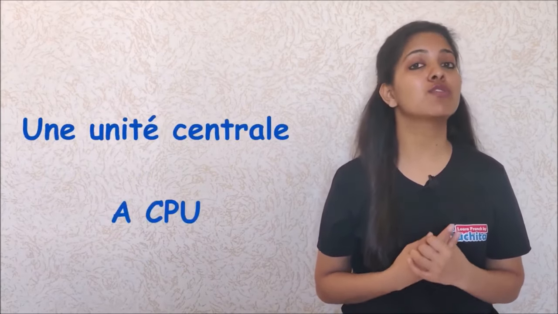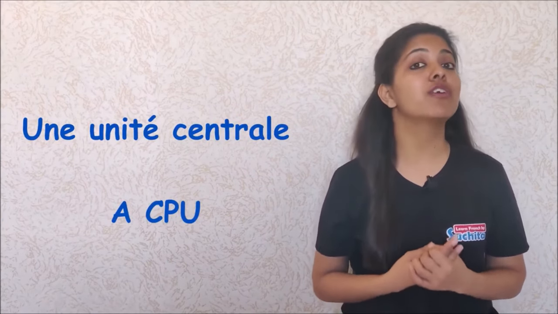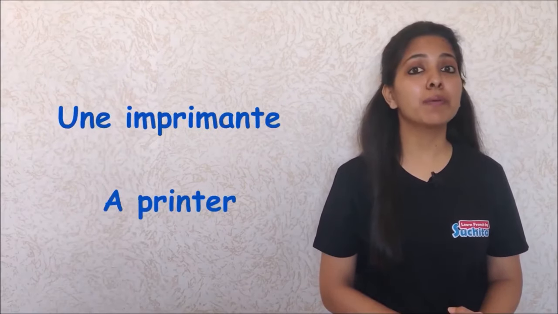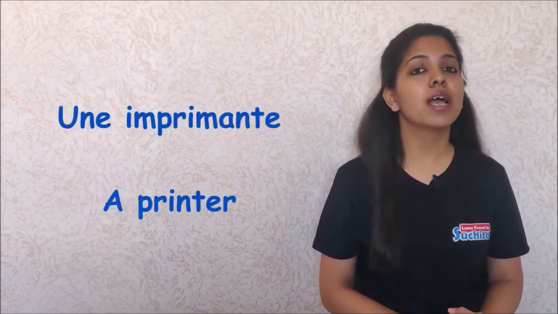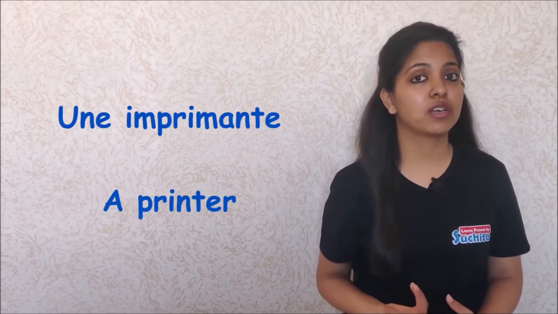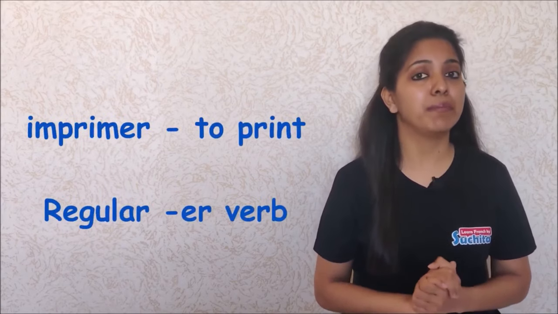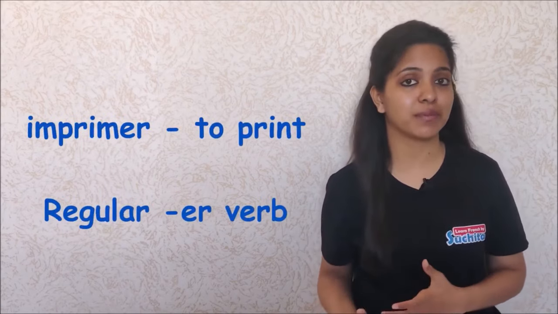Et on continue avec le prochain vocabulaire, which is une unité centrale, which means your CPU. Une imprimante. Imprimante, which means a printer. Now, it's a noun. The verb associated with this in English is what? To print. So, in French, we call it as imprimer, which means to print.